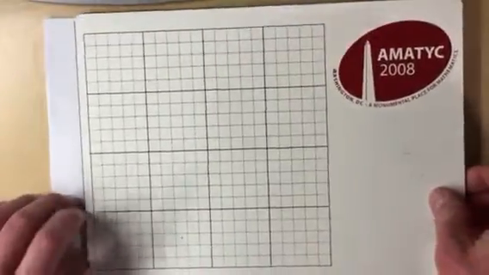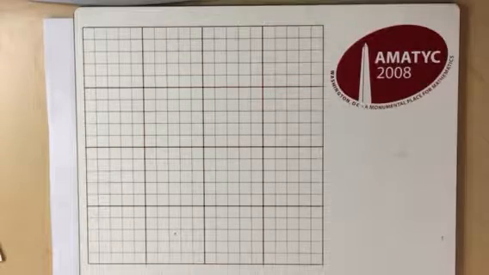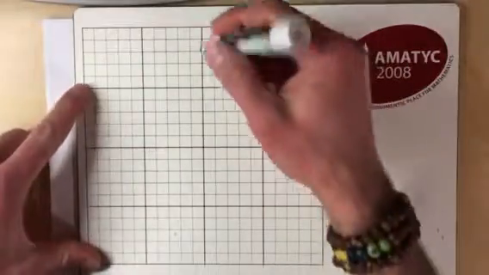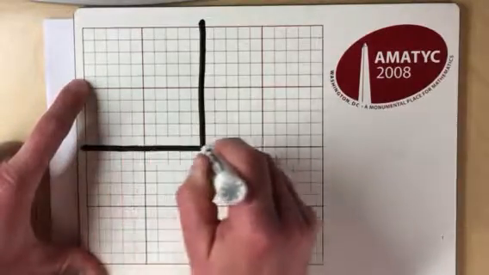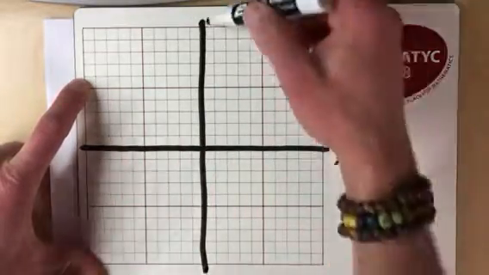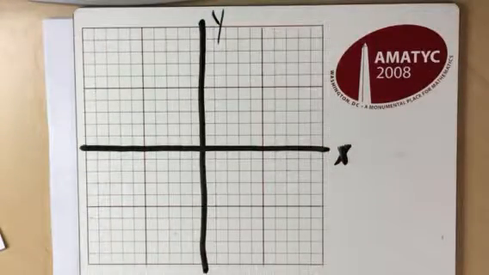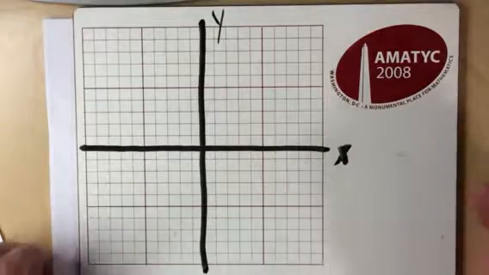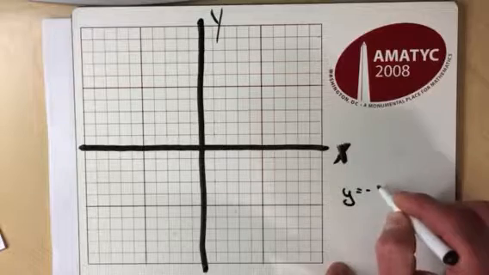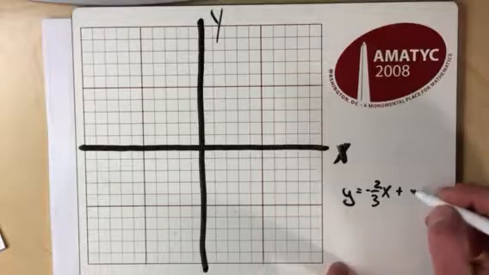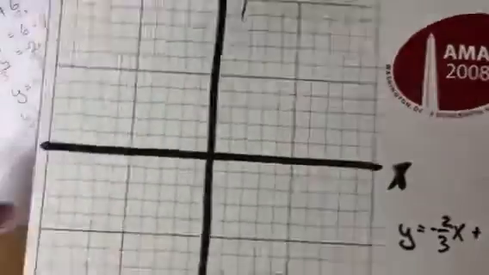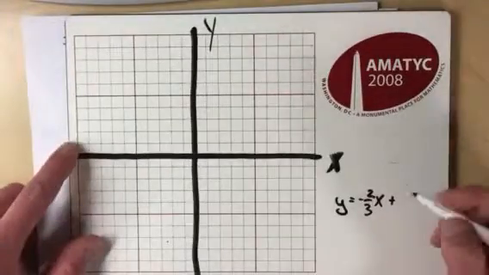I'm going to put my graph right here. And what I'm going to do is make a nice x-axis and y-axis. So right down the middle here. So this will be our y-axis. This will be our x-axis. So x, y. All right. So the equation that we had, which I will write over here, was y equals negative 2/3 x plus 2.